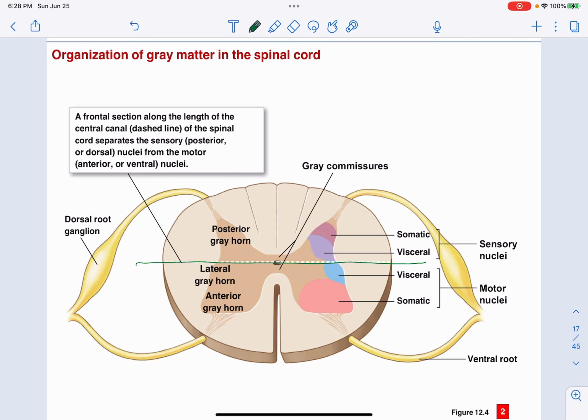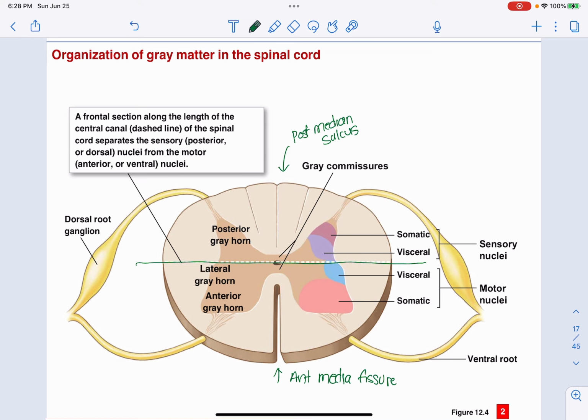And what we want to do is immediately orient ourselves to posterior and anterior. So you can see here is the anterior median fissure, and we can make out the posterior median sulcus. So again, it's important to always orient yourself so you know which direction is which.